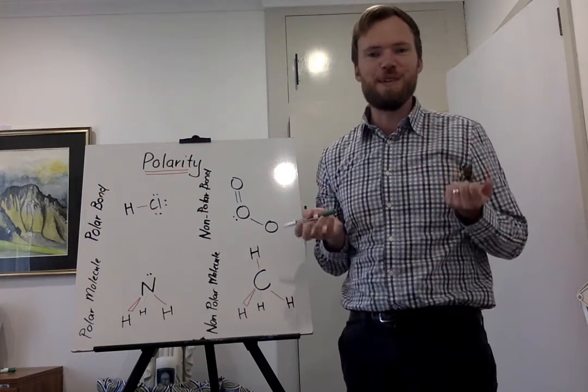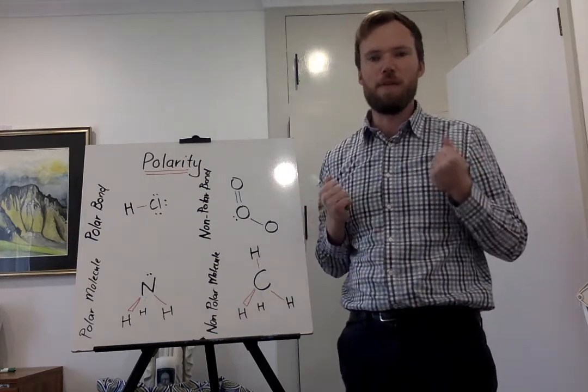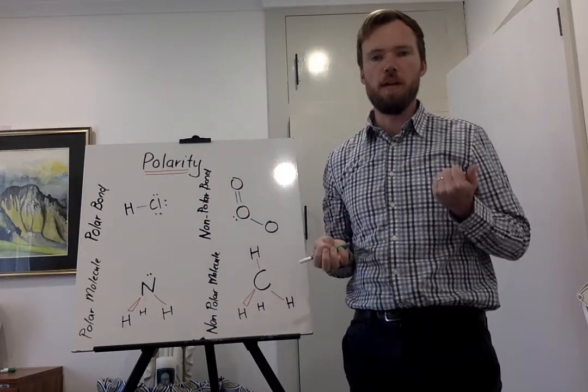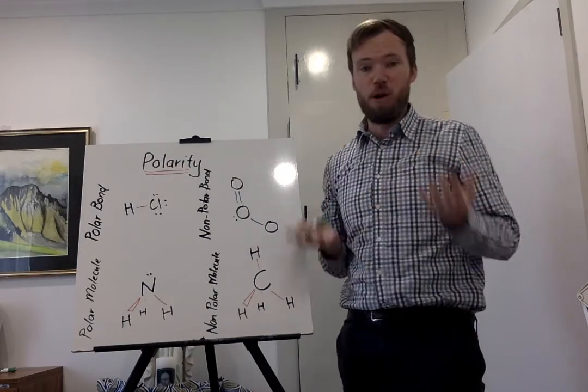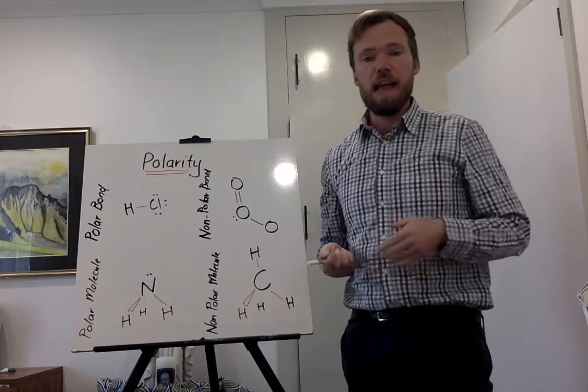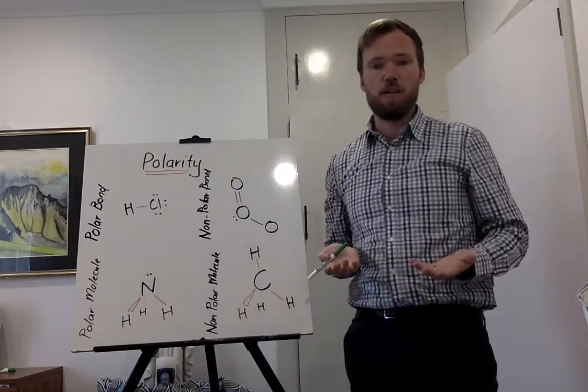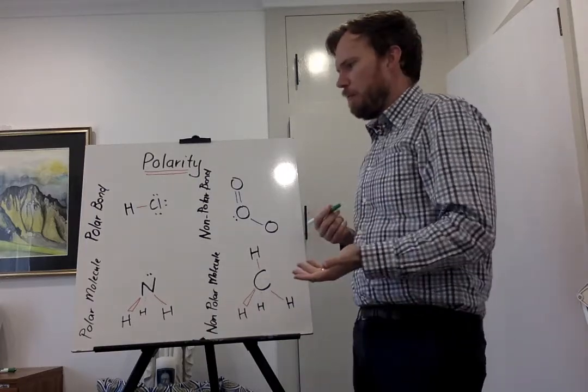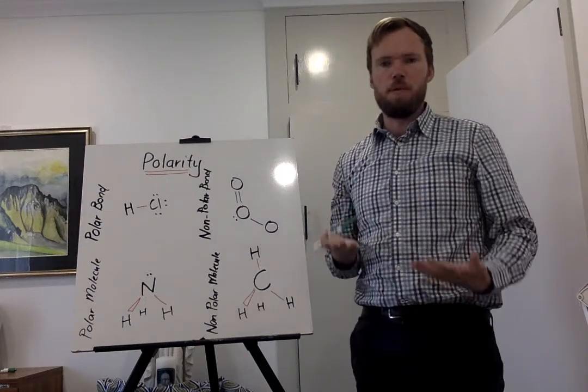There are two things that we look for when we're trying to work out whether a molecule is polar or non-polar. Firstly, whether the bonds are polar, and then the shape of the molecule. First up, polar bonds and non-polar bonds.